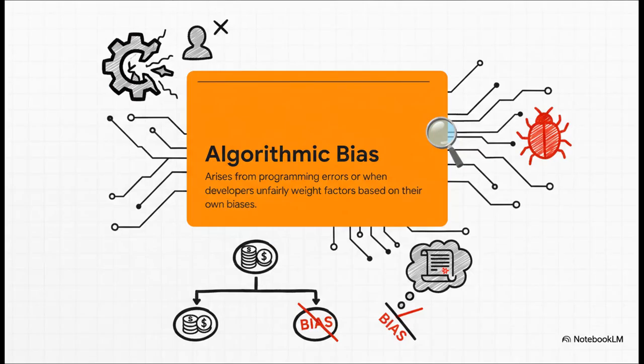Then you've got what's called algorithmic bias. And with this one, the problem isn't just the data anymore. Now we're talking about the rules of the game themselves. Sometimes it's just a simple programming mistake. But other times, it's when a developer, maybe without even realizing it, decides that certain things, like your zip code or income, are more important than others, and they build that discrimination right into the code.